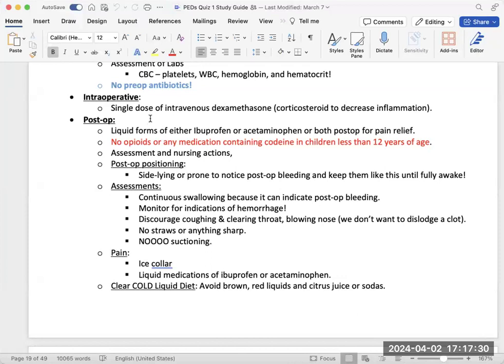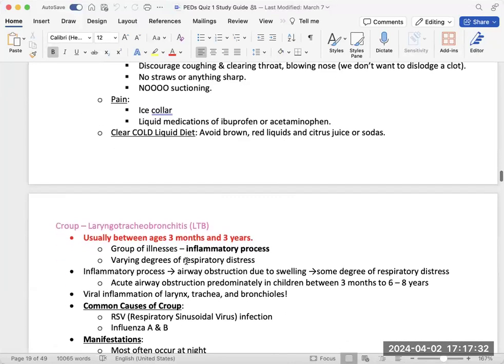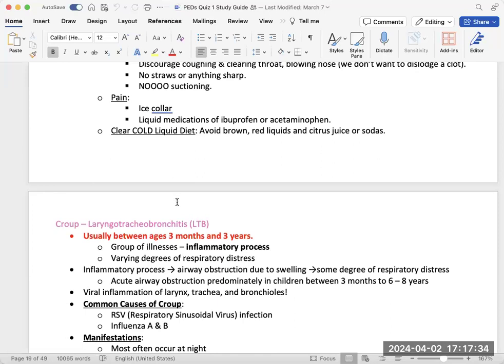And no suctioning, okay? For pain, we have an ice collar because remember their throat is inflamed. So ice helps with inflammation, not heat. And we want to give them liquid medications like ibuprofen, acetaminophen, right? Some things that are easy to swallow, right? Not anything hard. That's why we're not giving them pills.